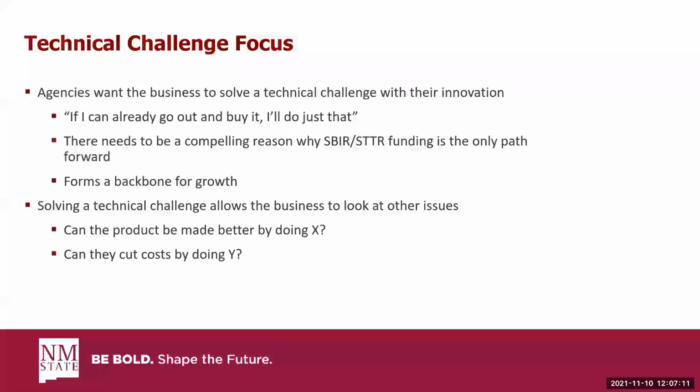Another really important factor is the technical challenge focus. Agencies who participate in the SBIR and STTR programs really want the business to solve a technical challenge with their innovation. So that's the first thing when you work with FAST, we try to identify what is that technical challenge that you would be looking at with this funding. If I could already go out and buy something, I would do that, right? That would not be something to use the funding for. So there needs to be a really compelling reason why this funding is the only path forward. And most of the time it's because it's so early stage, nobody else is going to fund it, right? And you don't have the capital to fund it yourself.